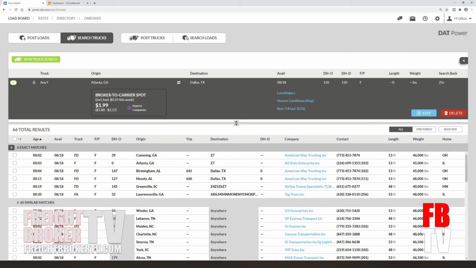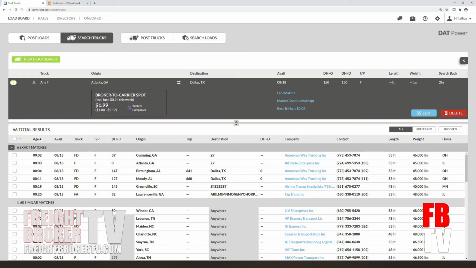You get all this other stuff out of the way, but if you look right here, broker to carrier spot, showing us $1.99 per mile average. If we look below that, it says range, the numbers in parentheses. What that is telling you is that from all the data collected in their database for a flatbed load going from Atlanta to Dallas, the lowest rate per mile is $1.80, and the highest in their database is $2.17. They averaged out all the rates, and they came up with $1.99. So that's how the rates are accumulated.